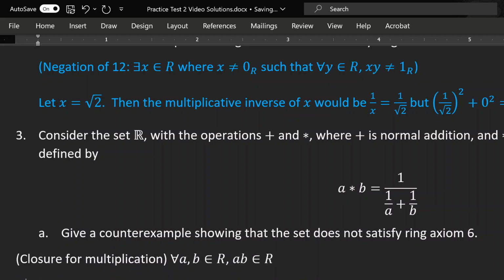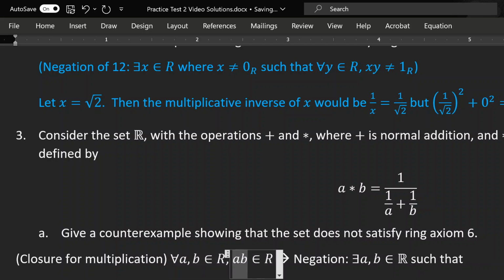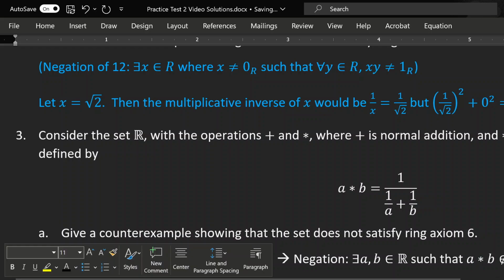So that's that one. And then the negation is going to be, so instead of for all, it'll be there exists A, B, in this case, our set is going to be real numbers. So I'll just go ahead and put that in. Such that, and now instead of the regular multiplication here, again, I'm going to use the symbols for the one that we were given. So A star B is not in reals. Okay, so that's for part A.